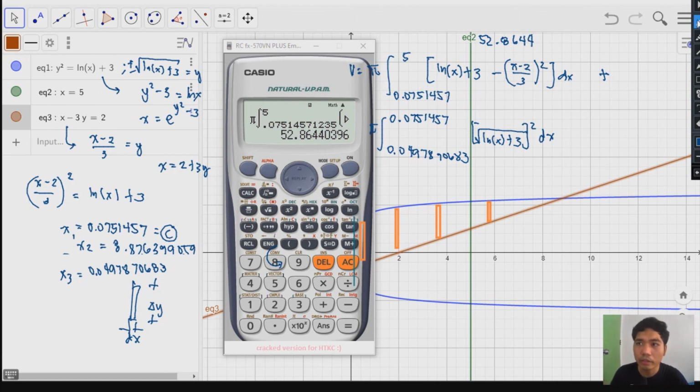And then for the second one, we have pi and then the integral of the square of ln of x plus 3. So the radical sign is removed, because it's just a disk, so we just square it. Okay, and this is 0.01752027 cubic units. So the total volume if this solid is revolved about the x-axis would be adding this with 52.8644.